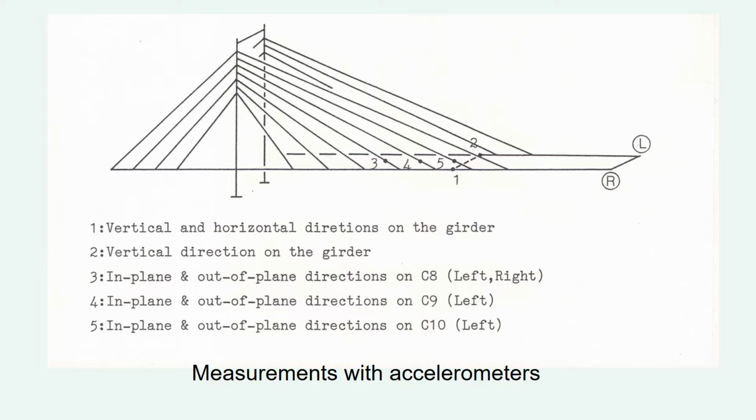The accelerometer number 1 measures the vertical and horizontal responses of the girder. Number 2 measures the vertical direction. From number 1 and number 2, we can find the movements of the girder in the vertical, horizontal, and torsional directions. Number 3, 4, 5 measure the cable behaviors.